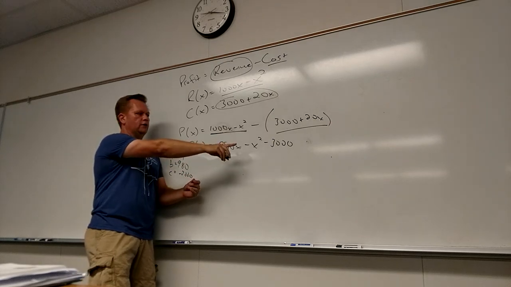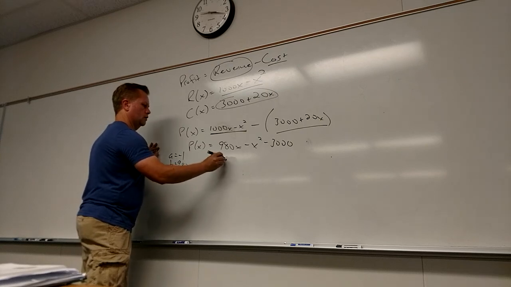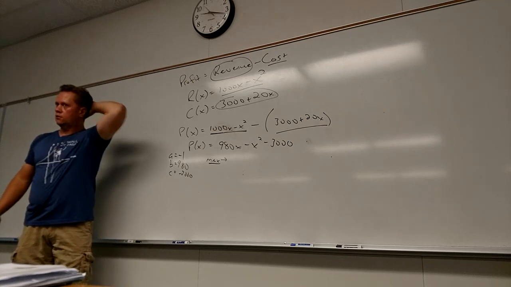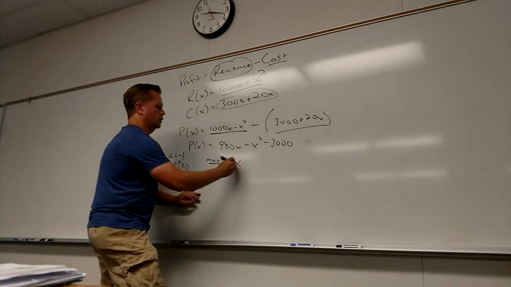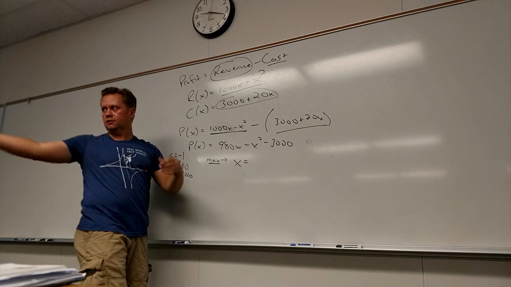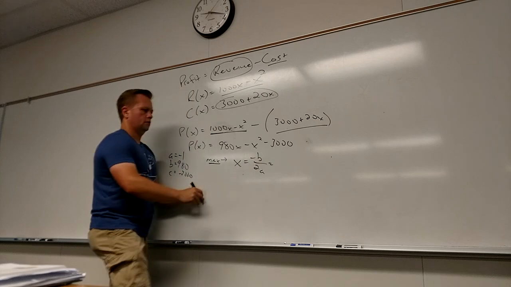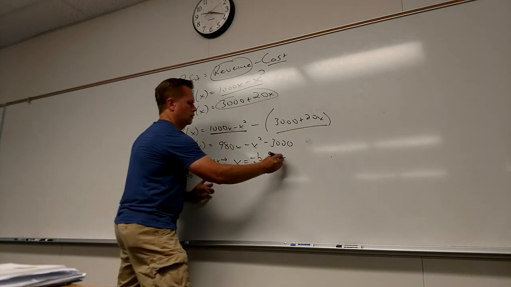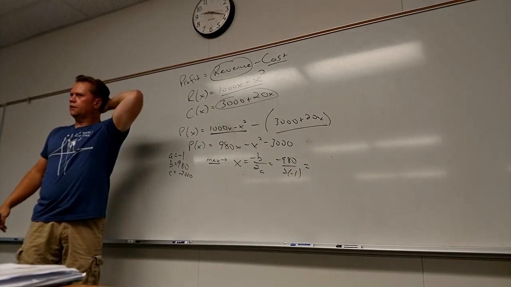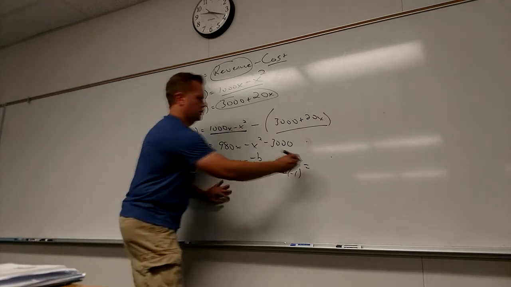All right. So how do I find the maximum now? The maximum is going to occur at the vertex. The vertex, the way to find the x piece is negative b over 2a. So negative 980 over twice -1. 980 divided by 2 is 490.